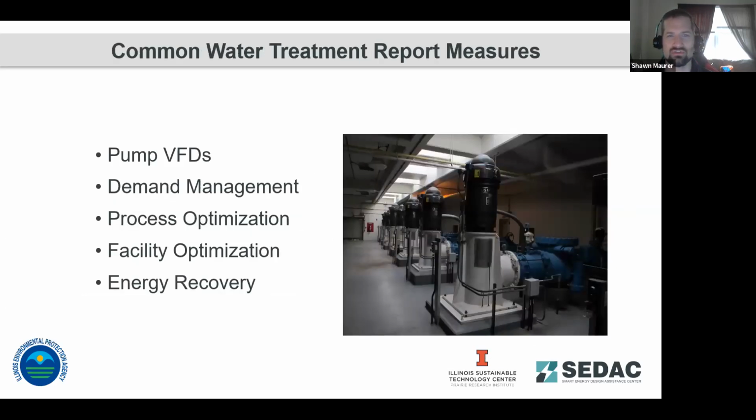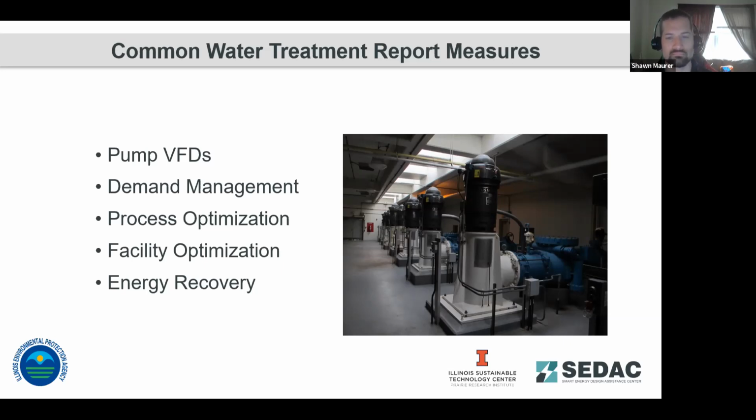So what are some common treatment measures that we've run across as we've been looking at facilities? Last year we had 6 pilot facilities that we were looking through for opportunities. And as we move forward, what kind of opportunities are we going to see at other facilities? Probably the biggest thing for potable water plants is pump VFD opportunities. There are a lot of plants in Illinois that are running pumps in an on-off lead lag control system.